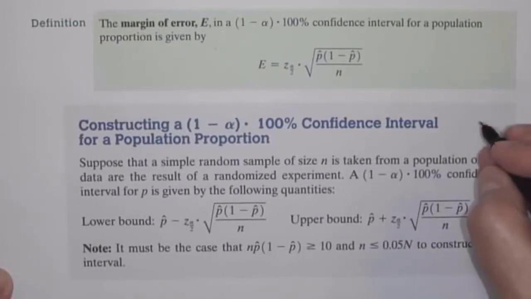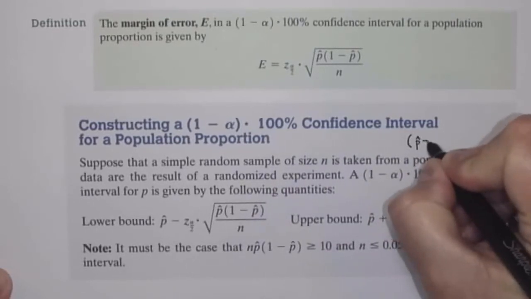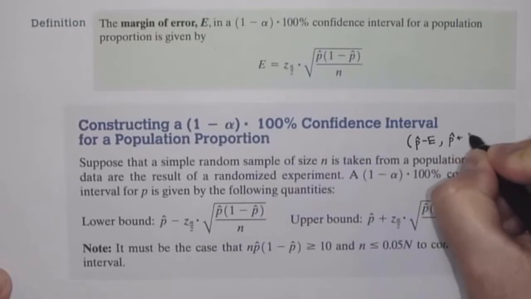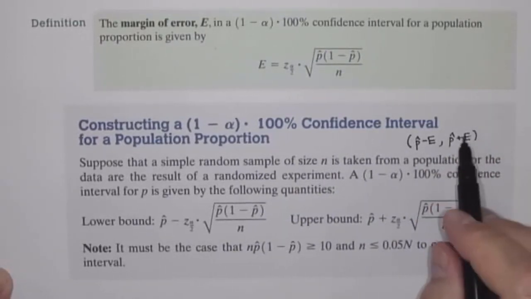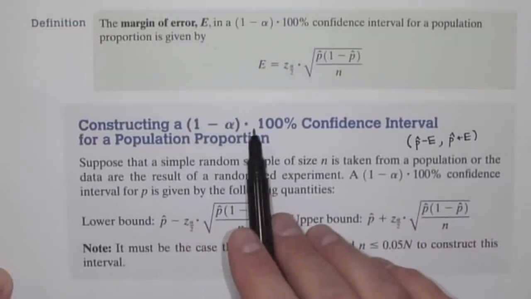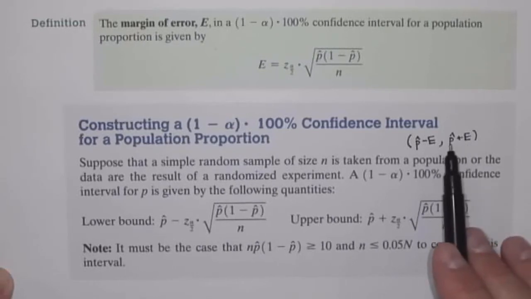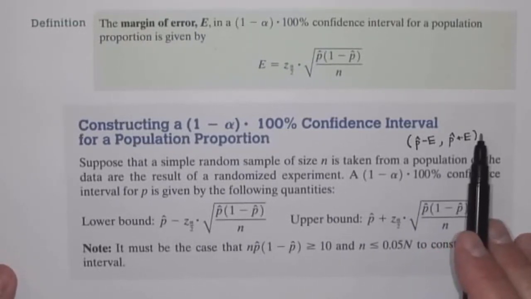So in other words, what we're really going to be doing is we're going to be taking p hat minus our error, we're going to be taking p hat plus the error, and that's going to give us our confidence interval. And we will be 1 minus alpha times 100% confident that the true parameter p will be inside that interval.